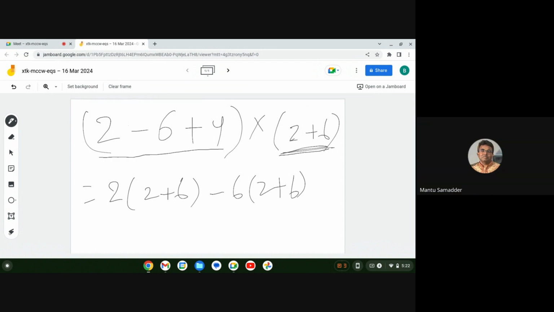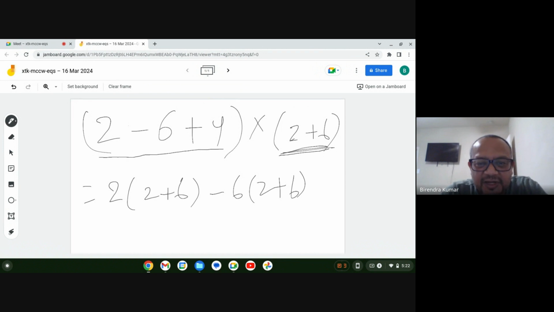I think I know what you're doing. You can continue on. Now I'm just splitting it, and the same thing can be used for x, y, whatever it is. So what I'm doing is I'm breaking it down. 2 minus 6 plus 4 multiplied by 2 plus 6. I'll pick the first number, 2, multiplied by this value. Then look at the second one, minus 6. I'll say minus 6 multiplied by this.